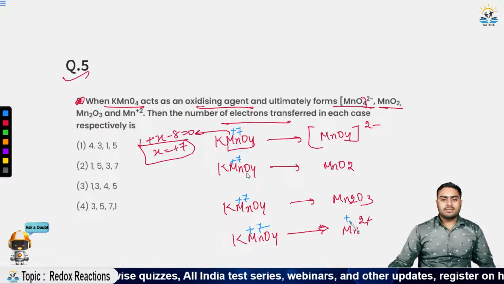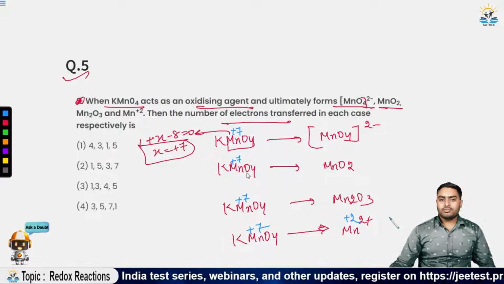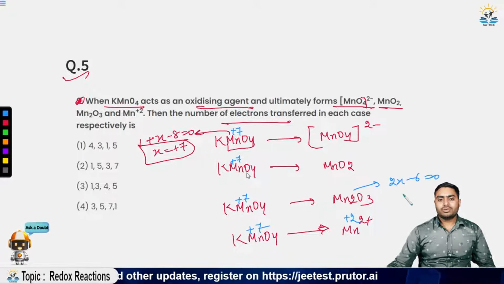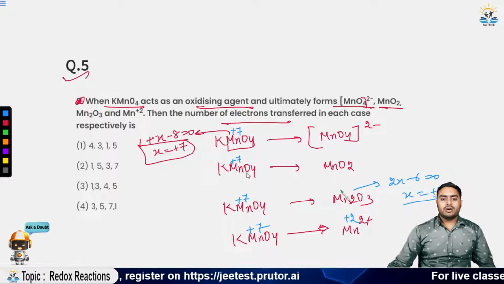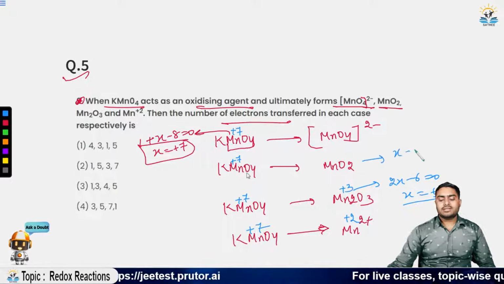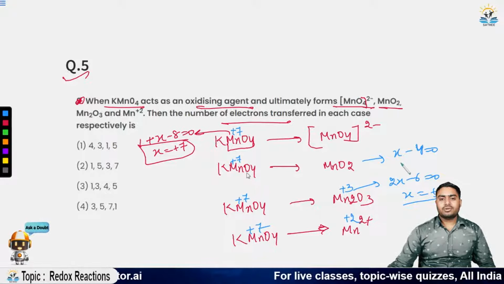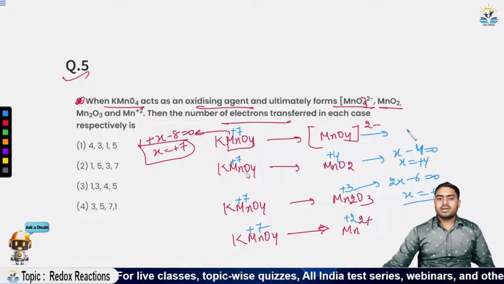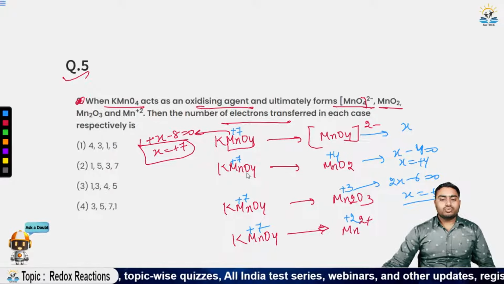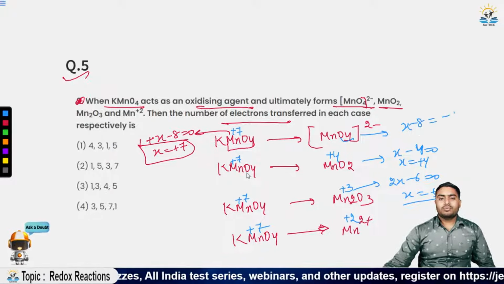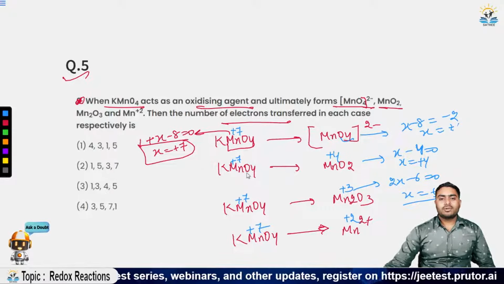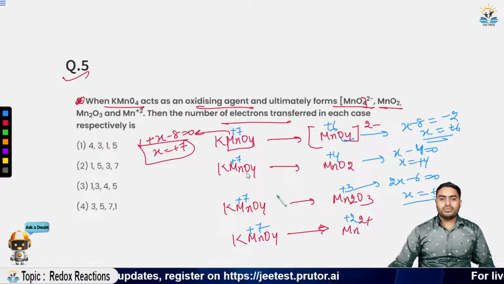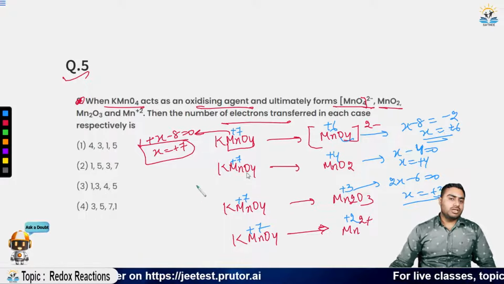In this case, it is very simple. It is in monoatomic ion form, so +2. In this case, you can calculate 2x and -6 is equal to 0. x comes out to be +3. In this case, you can see x -4 equals 0, so x comes out to be +4. And in this case, x and -8 is equal to -2, then x comes out to be +6. So here +6, here +4. So 7 to 6, 7 to 4, 7 to 3, 7 to 2.